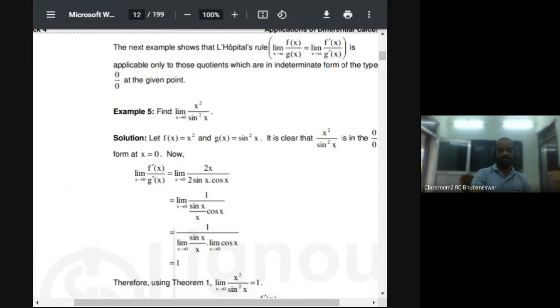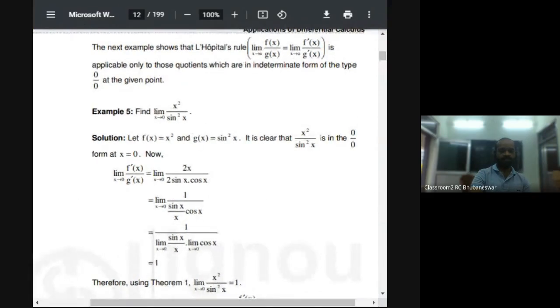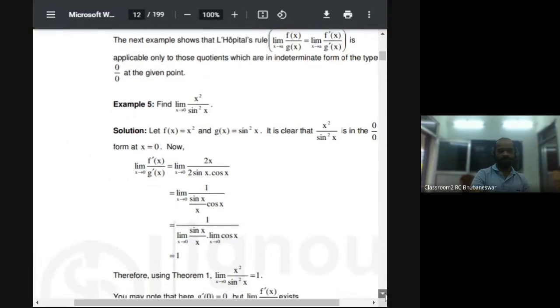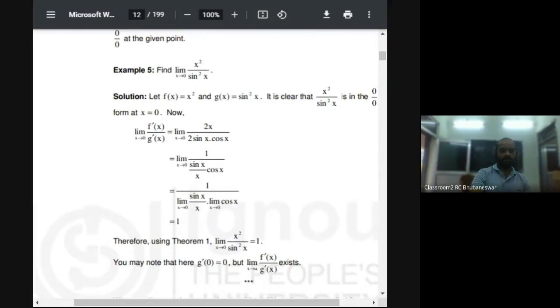Now clearly, when we assign the value x equals 0 in the numerator as well as in the denominator, it will be in the form of 0 by 0, that is an indeterminate form. And then we ensure that the L'Hopital rule can be applicable here to find the limit of this particular problem. So according to the process of calculation of L'Hopital rule, we use the derivative of the numerator, that is f dash x, and the derivative of the denominator, that is g dash x.